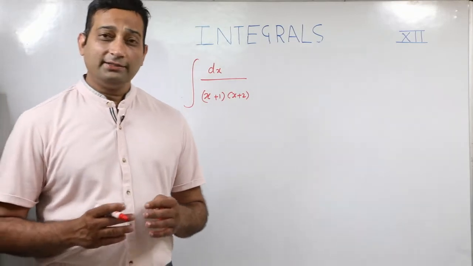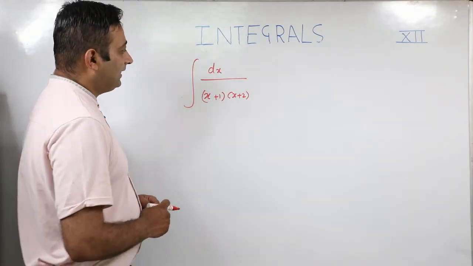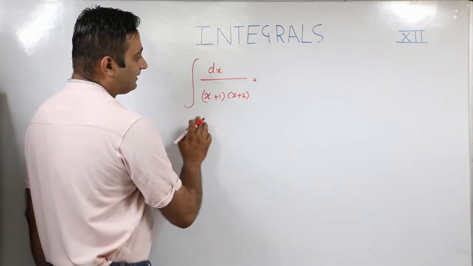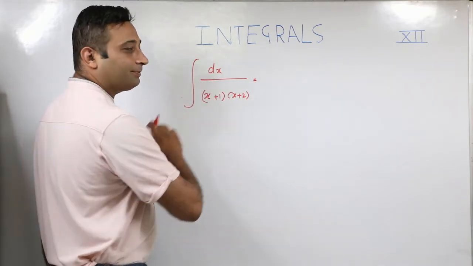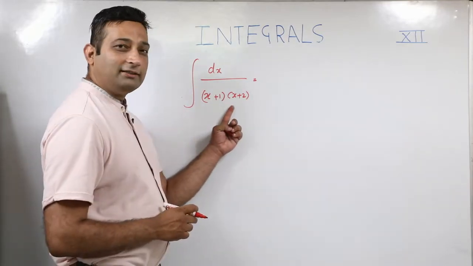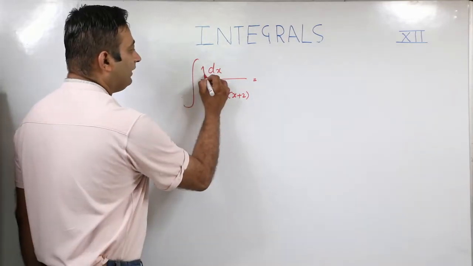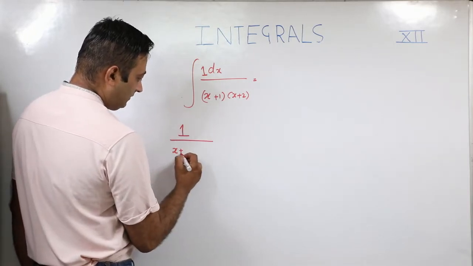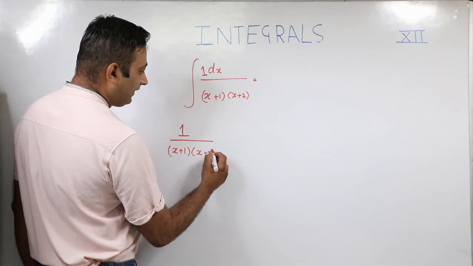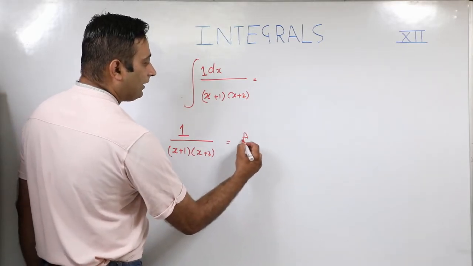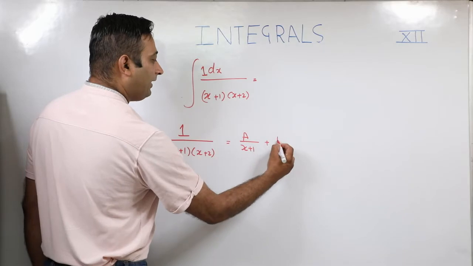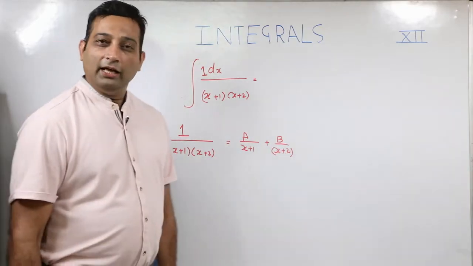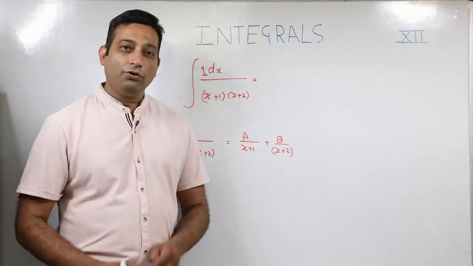Now dear students, let us solve one problem based on the previous expression. Now you can see we have dx upon x plus 1 into x plus 2. You can see there are two linear factors in the denominator and in the numerator we have only one. Now before integrating, let us do some partial fractions where we can split these factors in the form A upon x plus 1 and B upon x plus 2, where A and B are some constants. Now let us see how to find these constants.